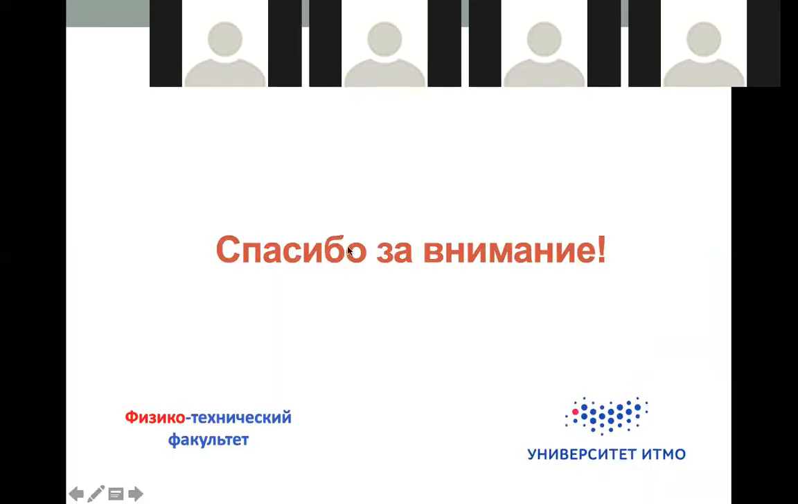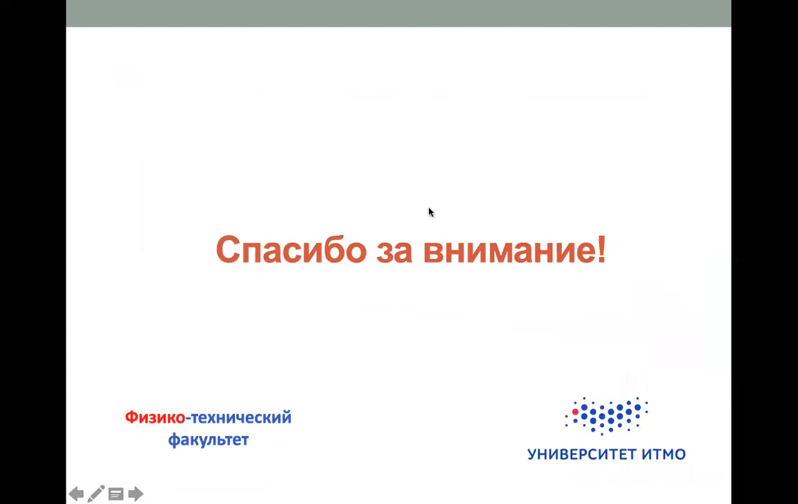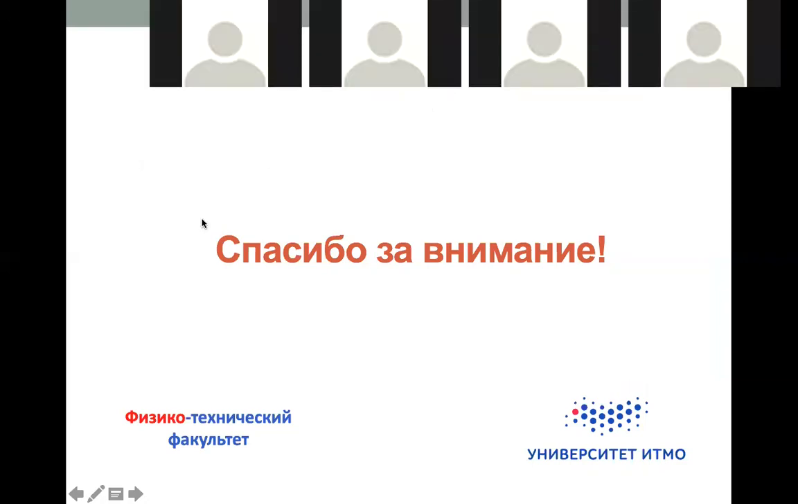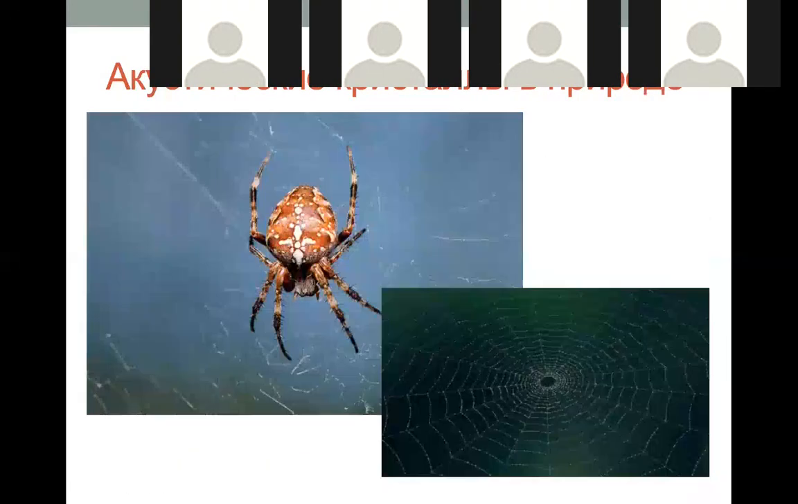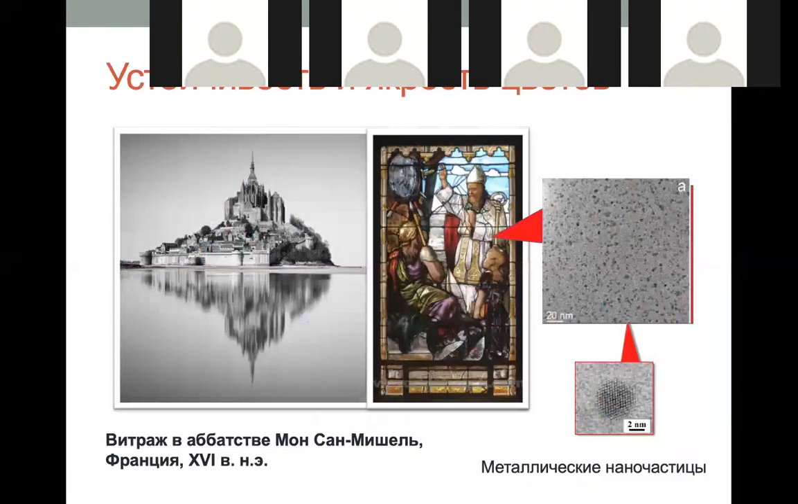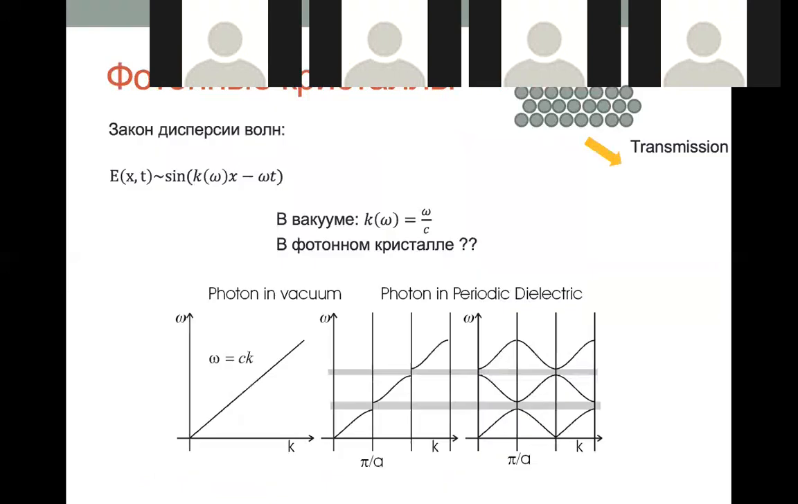Okay. That is all. Any questions regarding this presentation? I have one question on a slide where we have dispersion graphics. It's something in the beginning. Here? Yes, yes. Can you please describe a little bit the two graphics for a photon in a periodic dielectric? What are the gray lines, and why do you have two graphics?